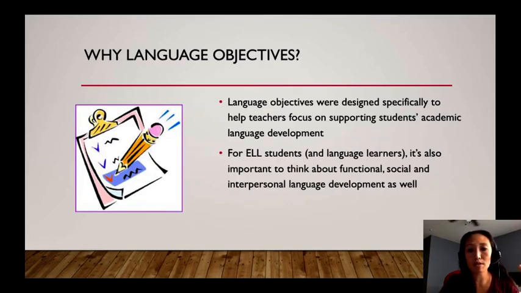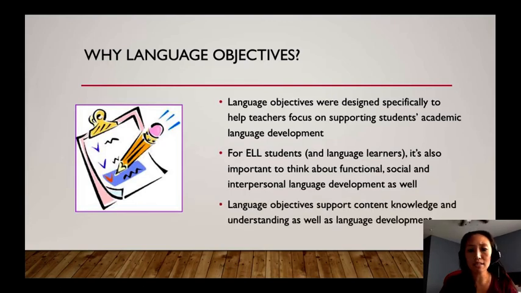For English language learner students and language learners in general, it's also important to think about functional, social, and interpersonal language development as well. So it's not just about the academic language of the classroom, but how can we support English language learners in interacting that will help them to feel more socially accepted within the classroom, and that can help them lower their affective filter, lower their stress level in terms of learning, because they're actually interacting in a socially accepted environment.